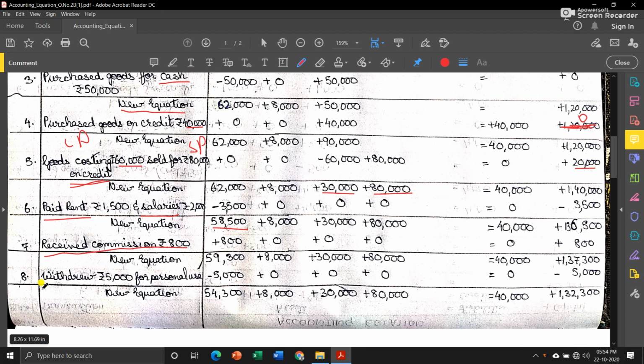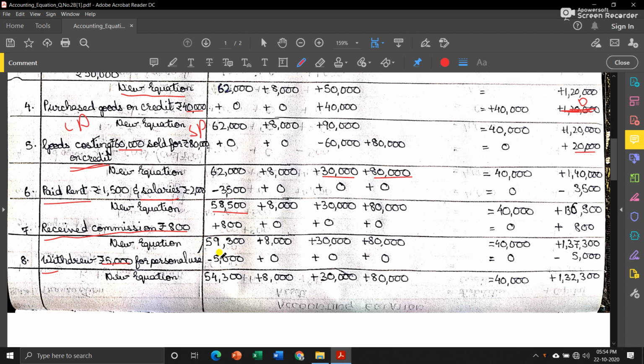Then in transaction number 8 we have withdrew rupees 5,000 for personal use, means the owner took out 5,000 cash from the business for his own use, so that means 5,000 will be deducted from cash. Typewriter we have 8,000, stock 30,000, debtors 80,000, creditors 40,000. But when he took out this cash from business, it means it reduced the capital amount as well, so this 5,000 we will deduct from capital as well. So we got new equation 54,300, 8,000, 30,000, 80,000, 40,000 and 1,32,300.